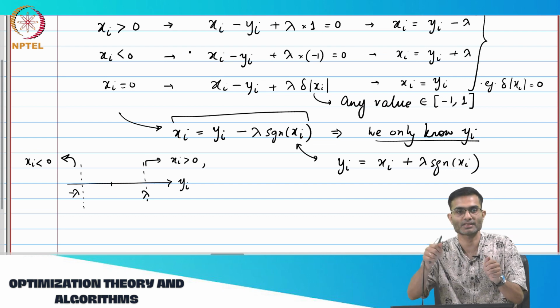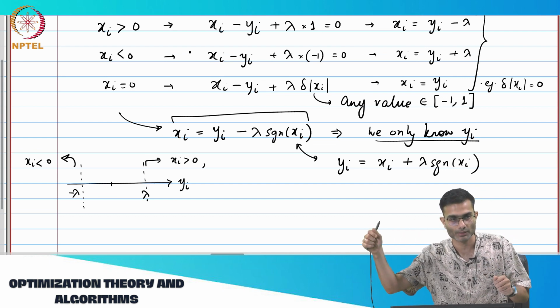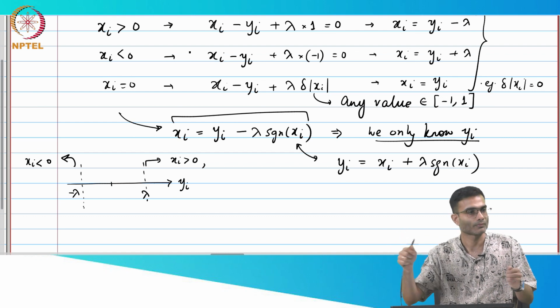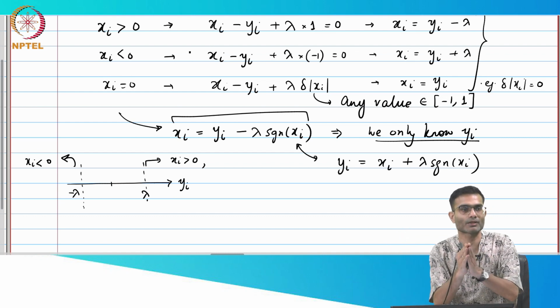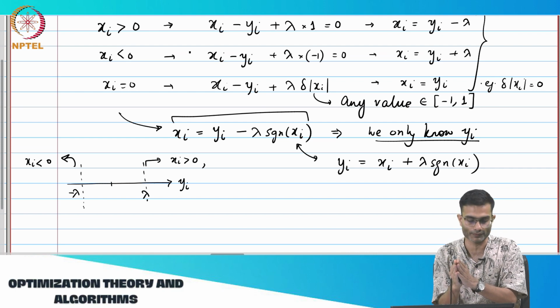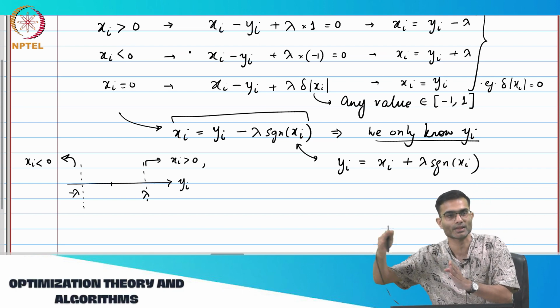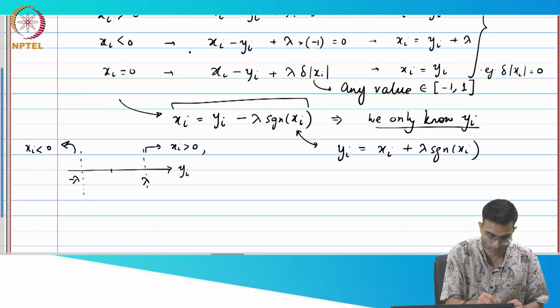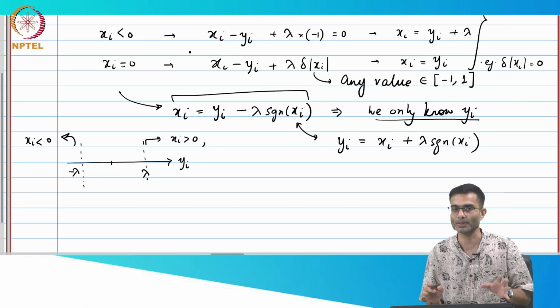Now when I start increasing yi, when yi goes past lambda, what happens? Then xi equal to 0 is at the border of yi equal to lambda. Now as I start increasing x from here, it is consistent. So this is the operation that is happening between x and y.